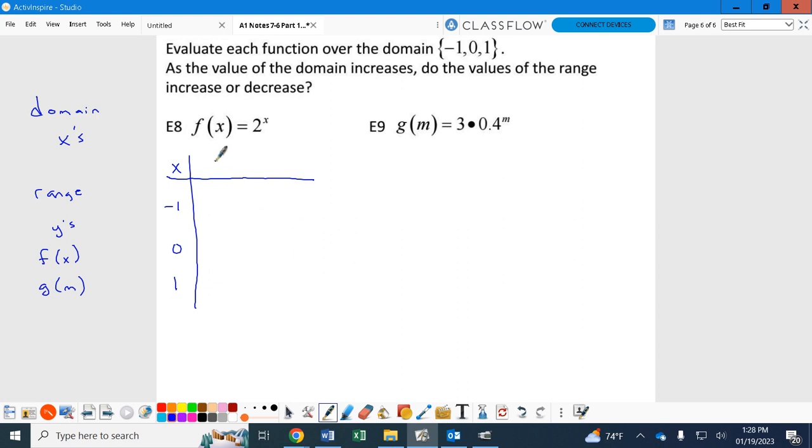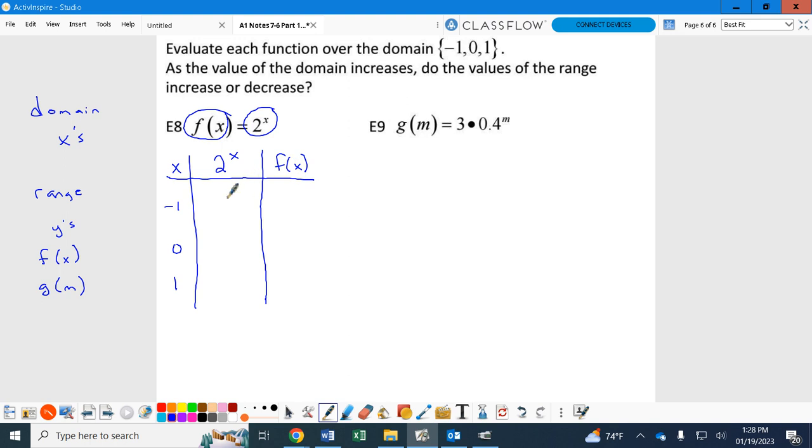-1, 0, and 1. Then it's going to be what we're plugging into, which is this part, which is 2 to the x. And then over here, it's going to be f of x. Guys, that's just another way to write y. So whatever this is goes here at the end. That's your y. X and y, x and y.